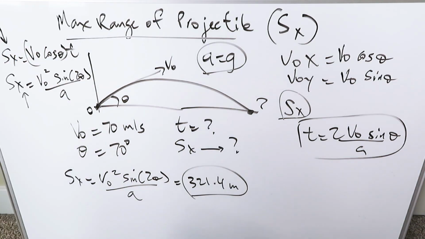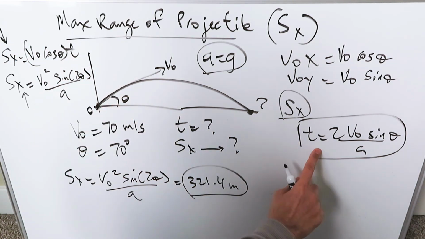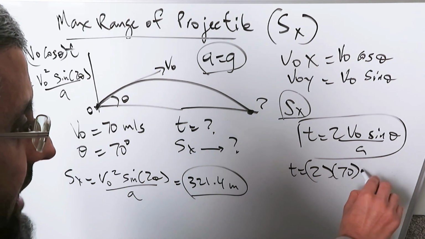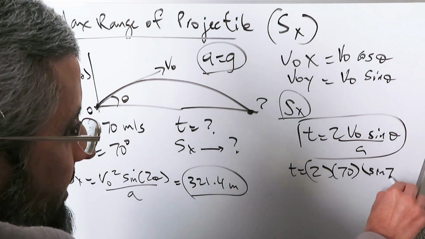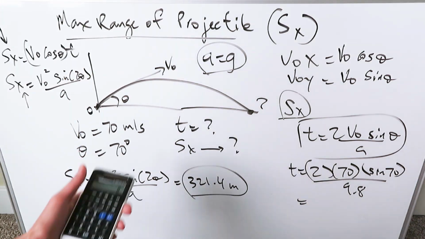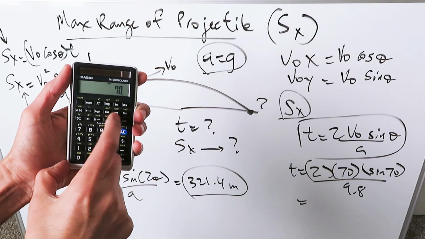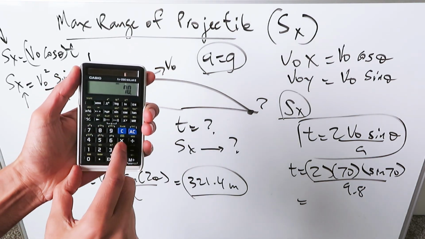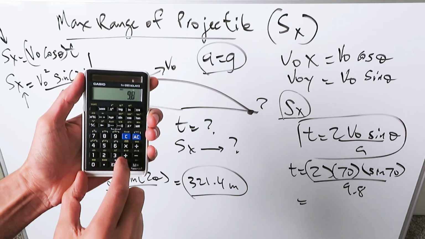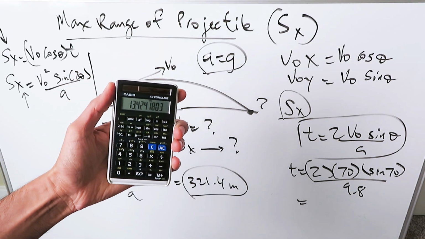Now let's use this equation, but this equation requires you to have time, and now you have an equation for time. Time here is equal to 2 times your initial velocity. What is that? 70 times sine of what? You'll do sine of 70 divided by 9.8. Let's determine the time. We have 70 sine of 70, which is your initial velocity, times 2 divided by 9.8. And now I'm getting here 13.424 seconds.